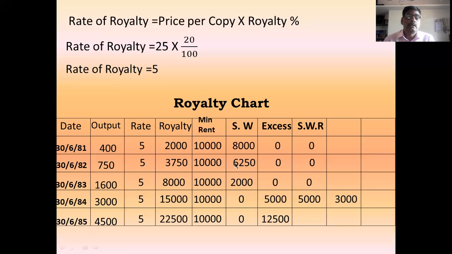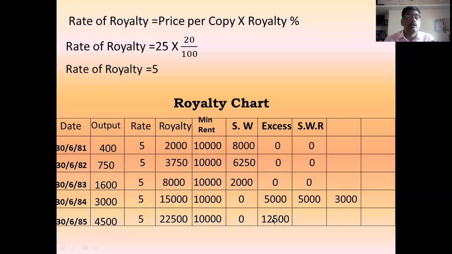Okay, therefore 6,250 is recoverable out of 12,500 in the third year, and this 2,000 short working is also recoverable in this stage itself. Remember this. 6,250 is recoverable in the last year, and this 2,000 is recoverable in the next 2 years itself. Therefore, you recover it in the second year. So 6,250 plus 2,000, 8,250.